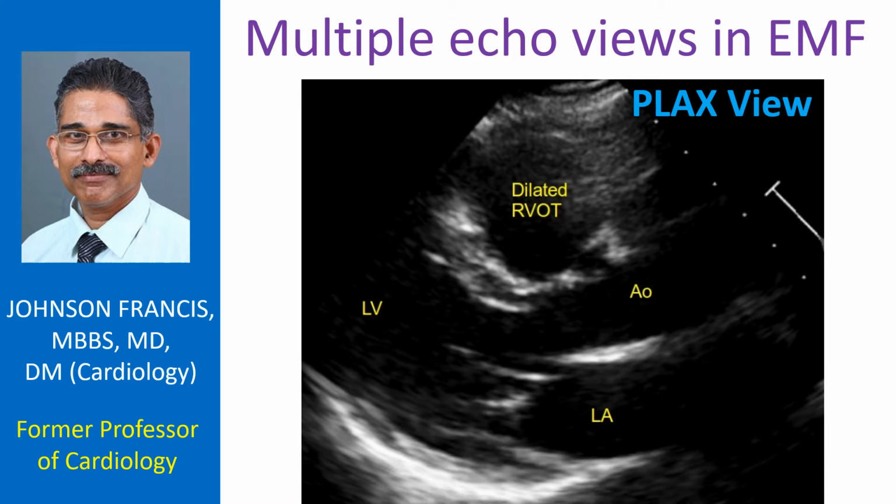Parasternal long axis view shows dilated right ventricular outflow tract. This pattern alone will not give suspicion of endomyocardial fibrosis, as RVOT can be dilated along with the rest of the right ventricle in conditions causing right ventricular volume overload like an atrial septal defect, as well as in Ebstein's anomaly of the tricuspid valve.